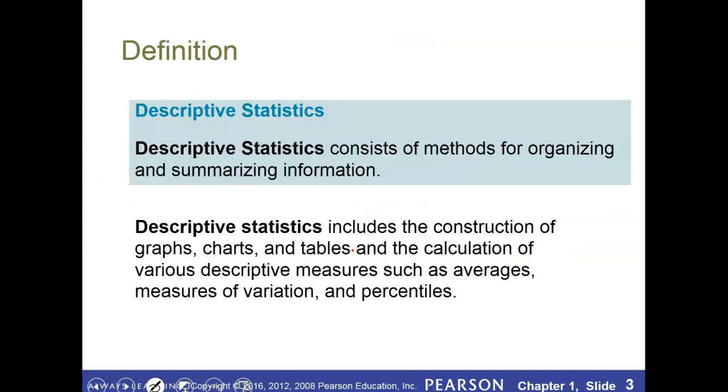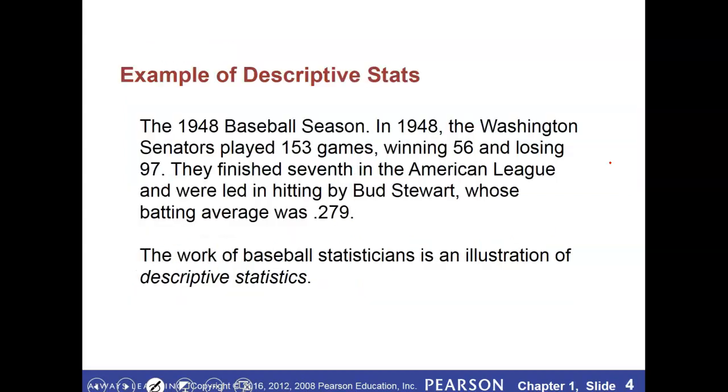So let's take a deeper look at descriptive statistics. Descriptive statistics consists of a method of organizing and summarizing information, the entire population. So we're organizing and summarizing an entire population. We can do that with graphs, charts, tables, calculations such as averages, mean, median, mode, that type of thing. That's all descriptive statistics.